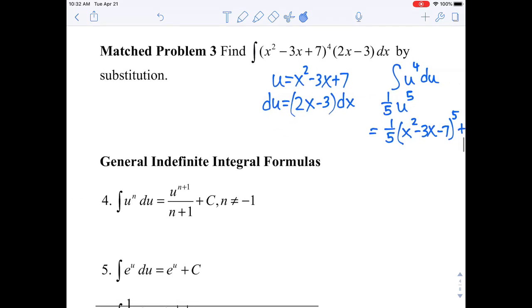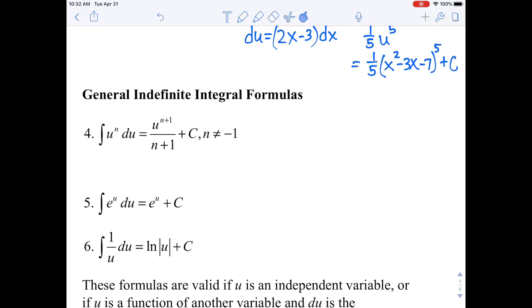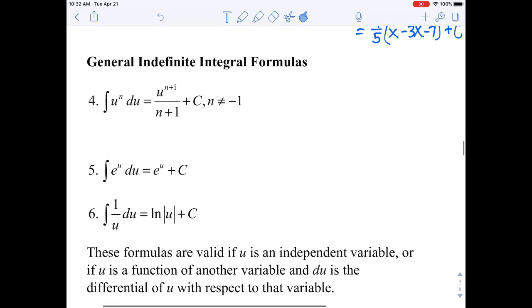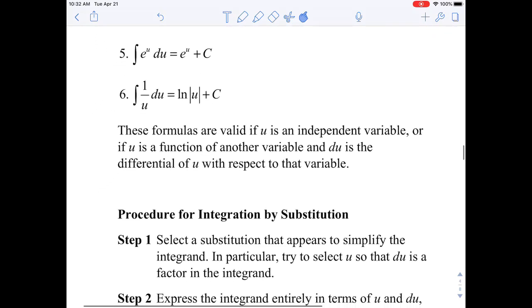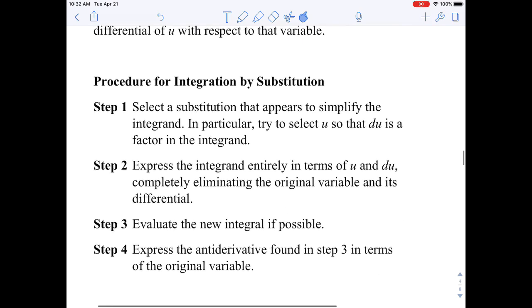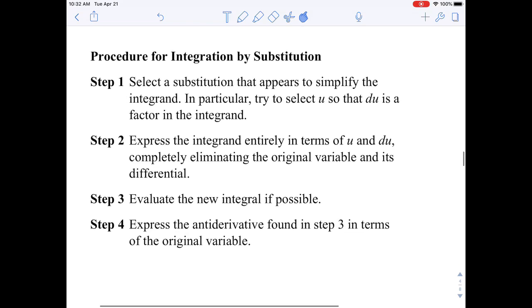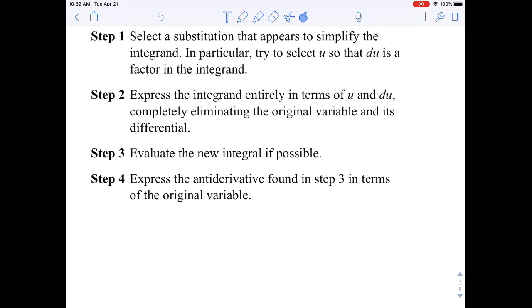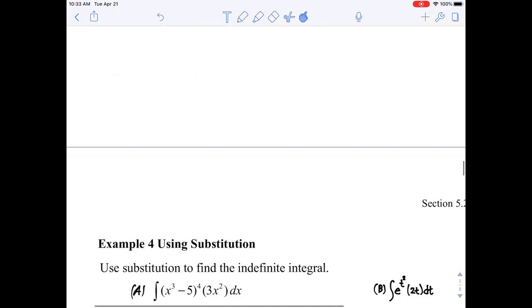So looking at our indefinite integral formulas, just using a u, they're all the same as what we've been doing before. Okay, so the procedure: just make sure you select some kind of substitution that seems to simplify it, so that u and du is a factor, and then evaluate that new integral and express the antiderivative in terms of the original variable.